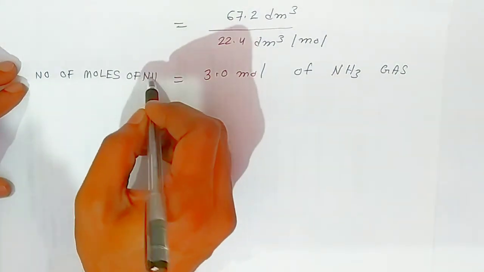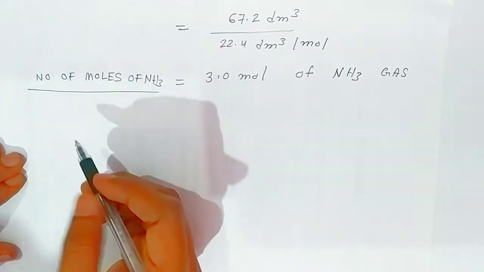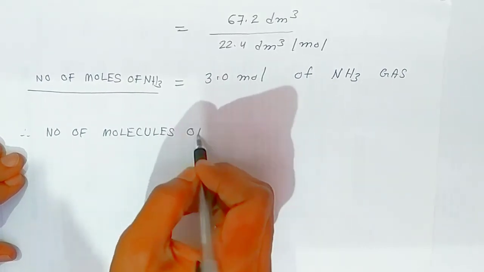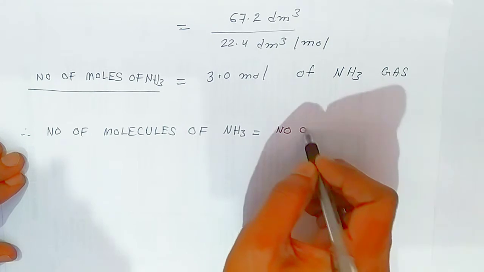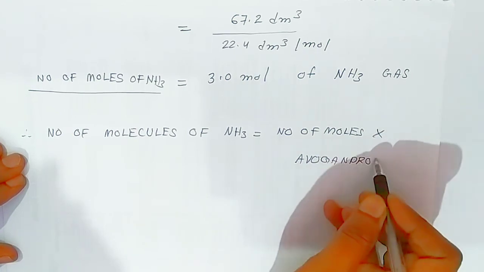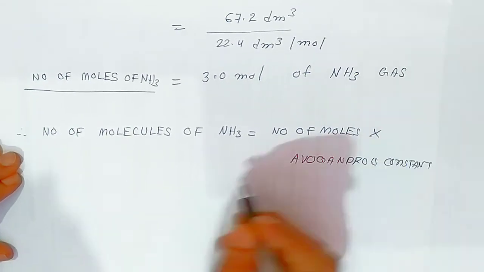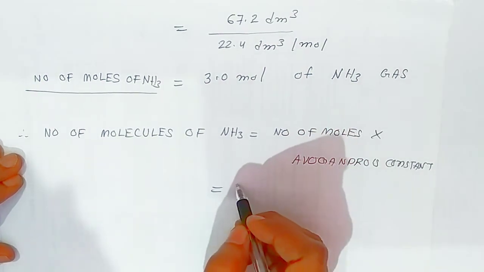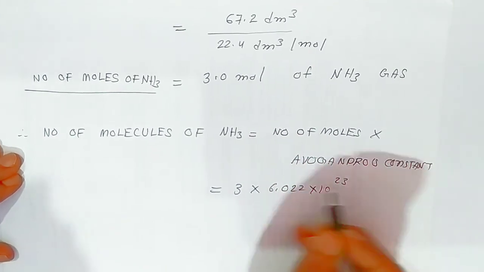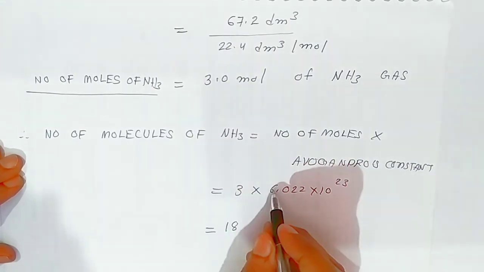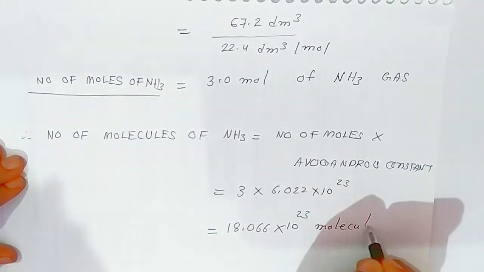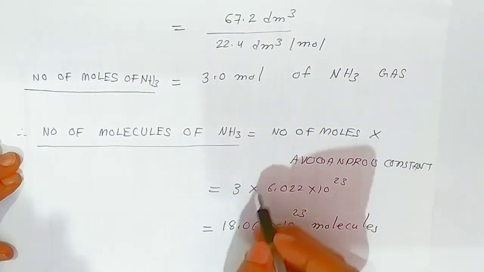Now, students, the second part is the number of molecules. The number of molecules of ammonia is nothing but the number of moles multiplied by Avogadro's constant. Avogadro's constant, students, you know this is constant for all. Number of moles you have got is 3, multiplied by 6.022 into 10^23. When you multiply, it will come 18.066 into 10^23 molecules. So this many molecules will be present in 3 moles of ammonia gas.